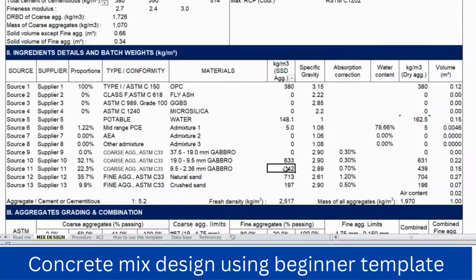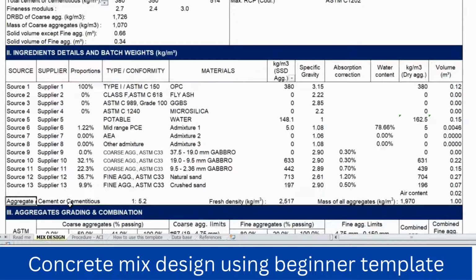Of course, the same equation will apply to the rest of the aggregates in SSD condition. And the sum of all these values is our fresh density. You can double check it by an actual density test. And the volume, which is 1 cubic meter, is the summation of all these absolute volumes of the materials.